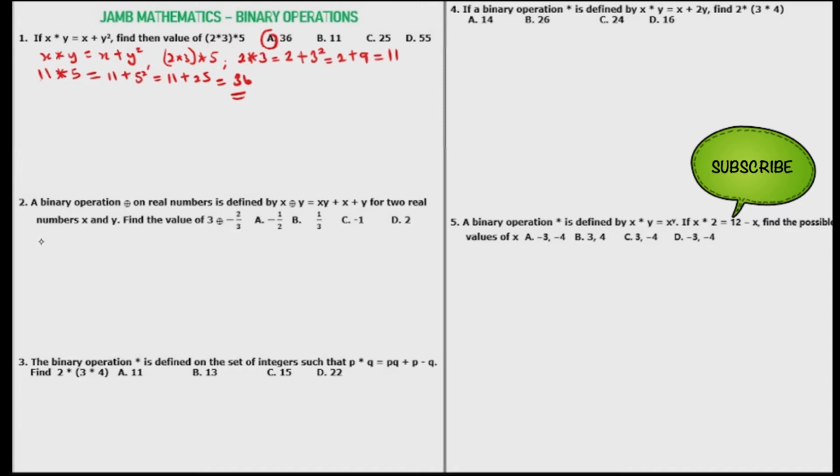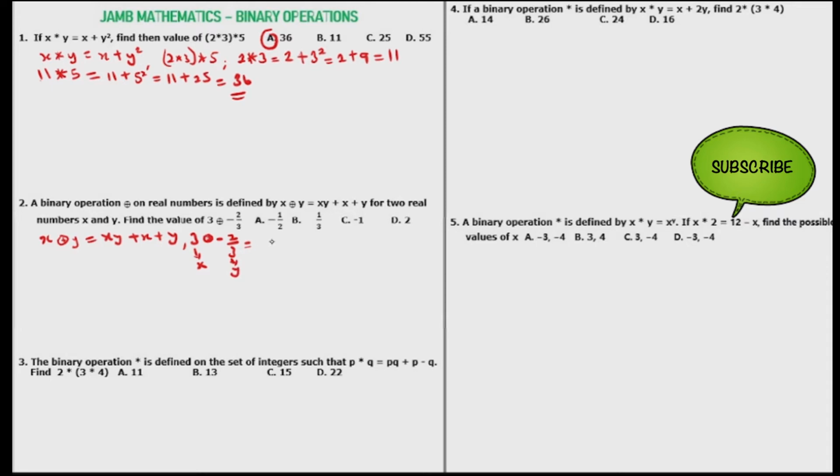Now we are given that x operation y is given as xy plus x plus y for two real numbers. We are asked to use this definition to solve 3 operation minus 2 over 3. So now how do you go about this? Following the definition, we take this one as our x and this one as our y.